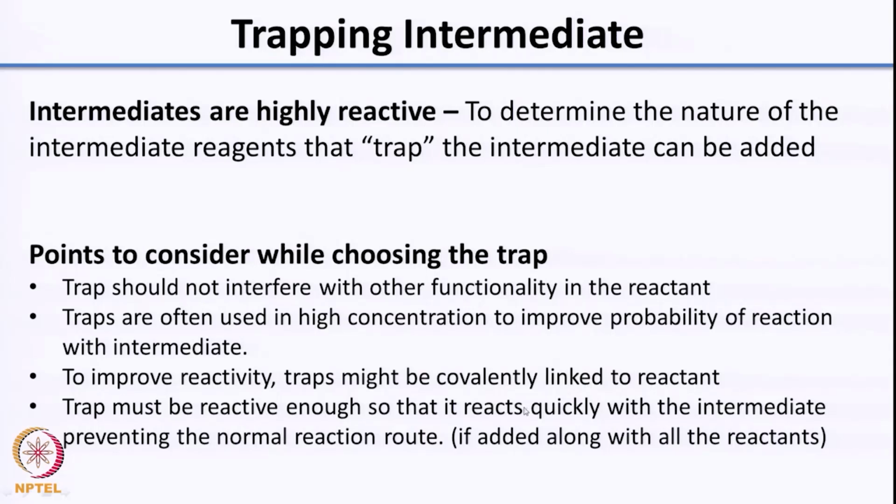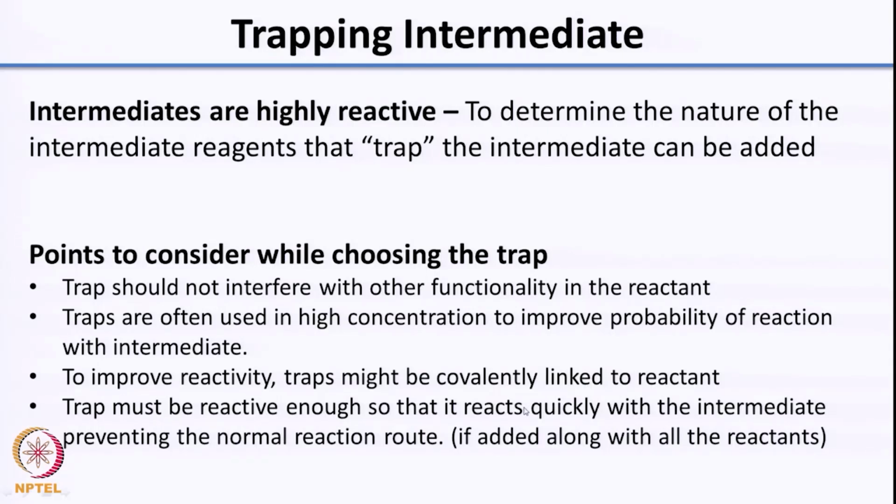And there are certain points that one needs to keep in mind when one designs traps for a particular intermediate. So points you should consider is the trap should not interfere with other functionality in the reactant. So the trap should just be in the flask and should not interfere in the reaction. It should only react with the intermediate once it is formed. A lot of times to improve reactivity, traps are covalently linked to the reactant or high concentration of the trap is used. And also the trap must be reactive enough to grab the intermediate.